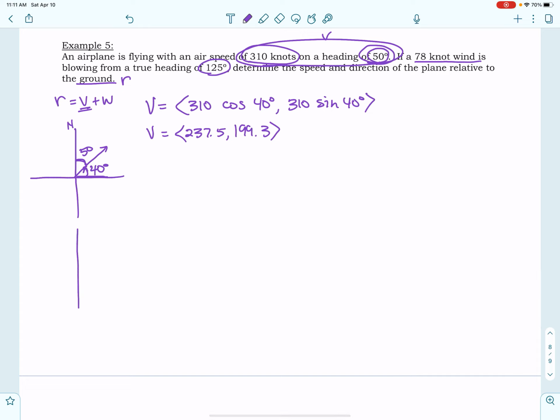All right, so again, the wind, I'm told, has a true bearing of 125. So that's going to be right here. So quadrant 1, 90 degrees, and then 35 degrees to give me a total of 125 degrees. So we need to know, of course, the direction angle. So let me switch colors here. The direction angle, remember, is going to be from here all the way around to the vector.